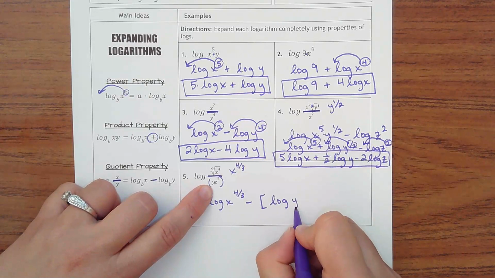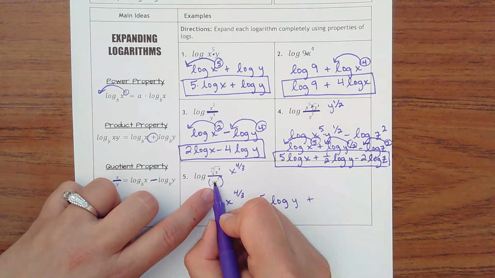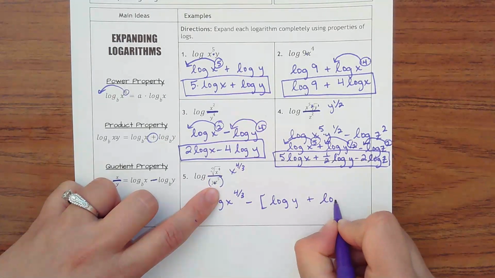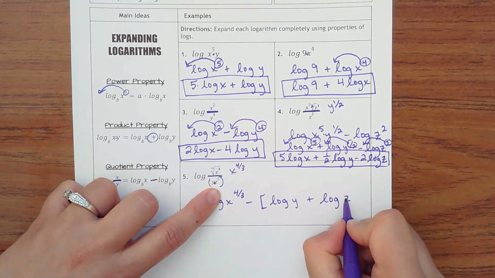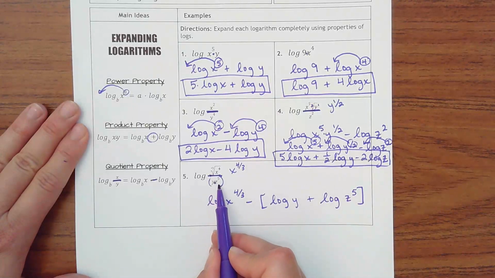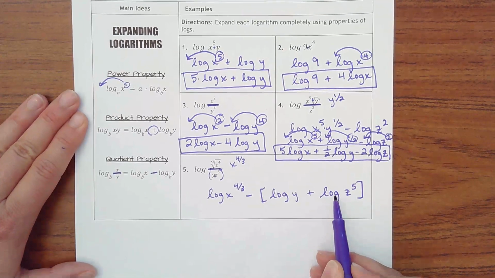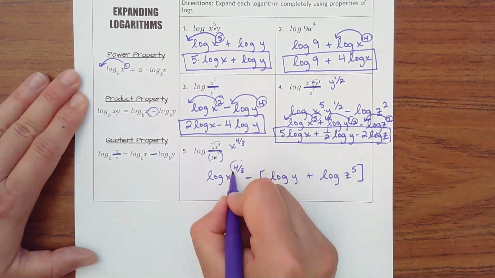of y plus, because there's multiplication here, log z to the 5th. Okay, again, because there's two parts to the denominator, they both will get the minus sign. Okay, move your powers in front.